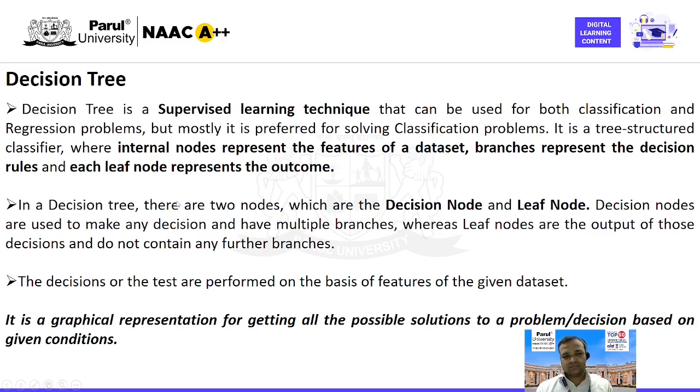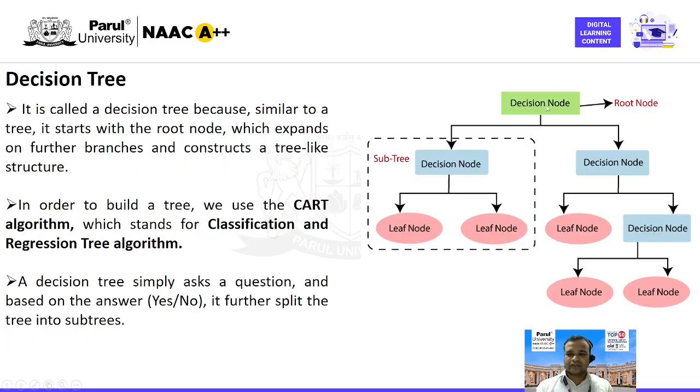So this is the pictorial representation of the decision tree. You can see here these are the decision nodes, and there are some leaf nodes, and this one is the root node. This part surrounded by the dashed line is called a subtree, and the complete structure is called a tree, the decision tree.